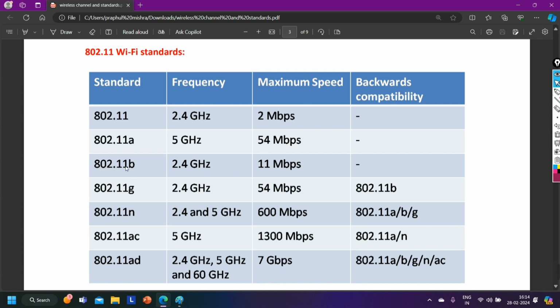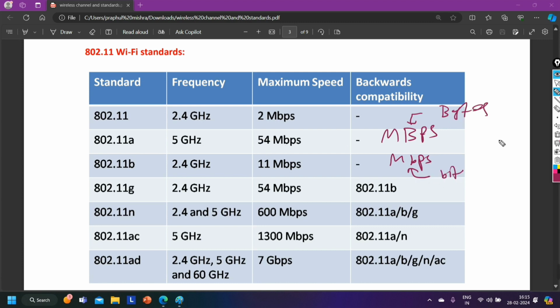Then 802.11b, and this mbps, guys, there are again two units to measure speed, right? One is like this, Mbps, and another one is mbps. So this capital B here and a small b over here, right? Capital B is saying what, bytes, and a small b is saying what, bits.